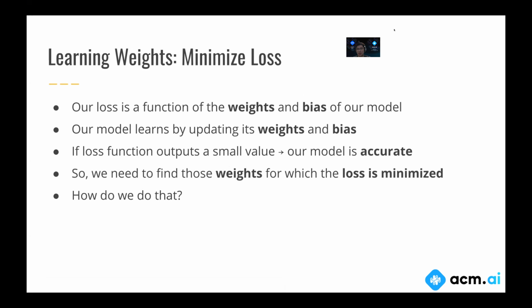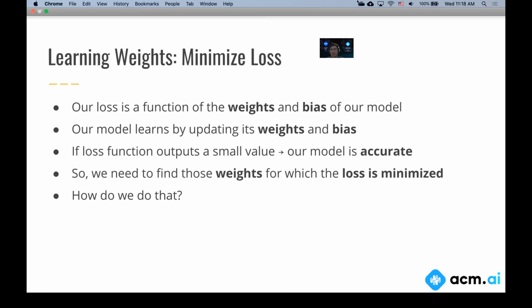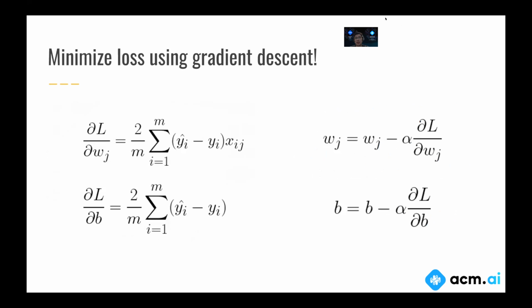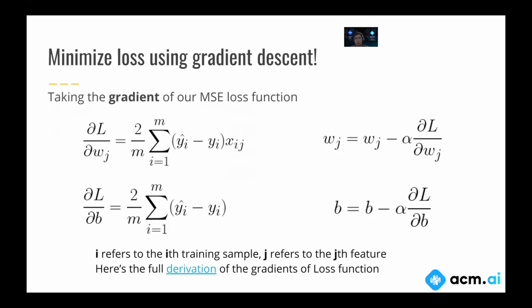Just type in chat real quick. All right. So you guys guessed this: through gradient descent. Here's a visual for it in case you need a refresher. We're going to minimize our loss through gradient descent by taking the gradients of our loss function.